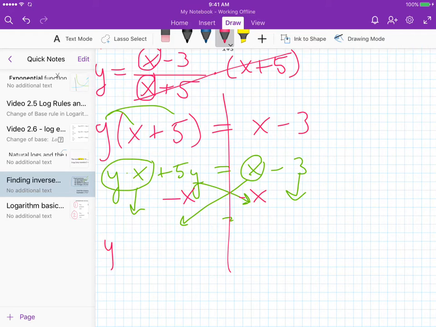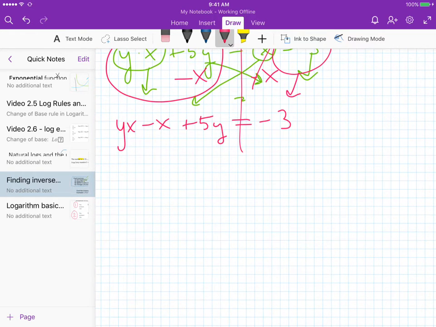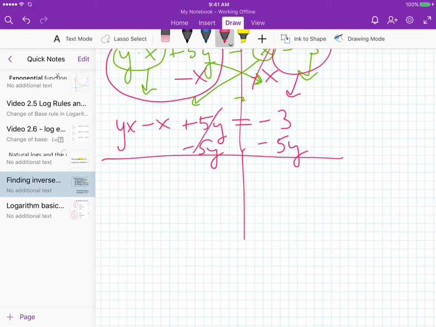So I'm going to get yx minus x plus 5y equals negative 3. So I just subtracted x on both sides. Negative 3 remains here. None of these are like terms, so I just wrote all 3. Now I've got this 5y that I need to move to the other side by subtracting. So now I have yx minus x equals negative 5y minus 3, or negative 3 minus 5y.